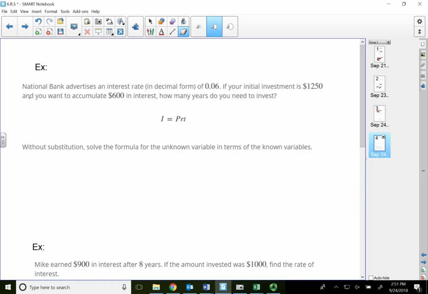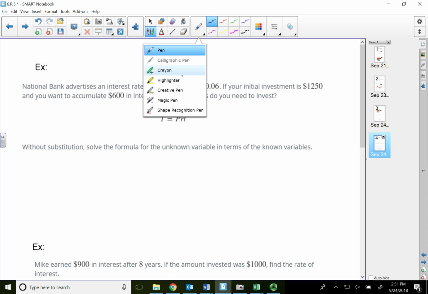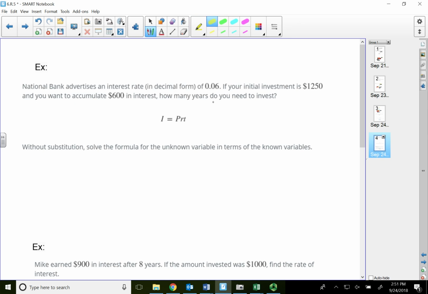National Bank advertises an interest rate in decimal form of 0.06. If your initial investment is $12.50 and you want to accumulate $600 in interest, how many years do you plan to invest? So this problem is looking for years, which is time.